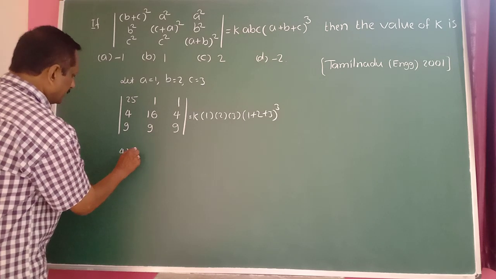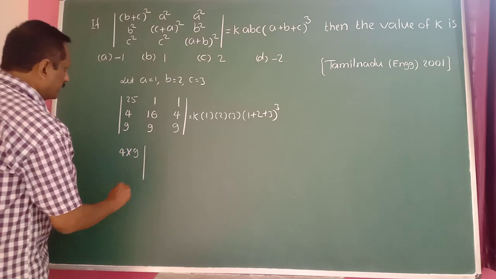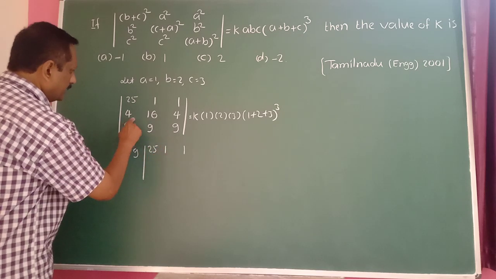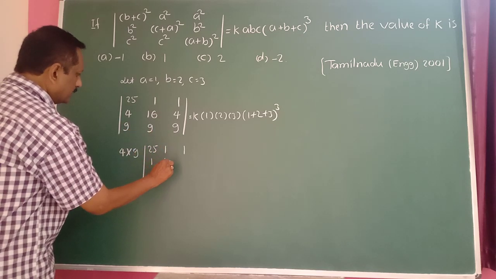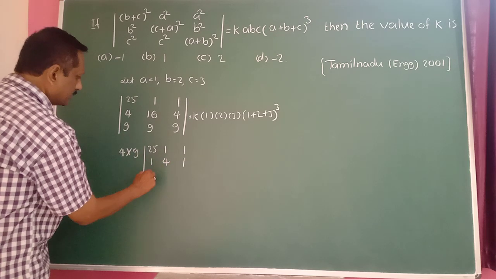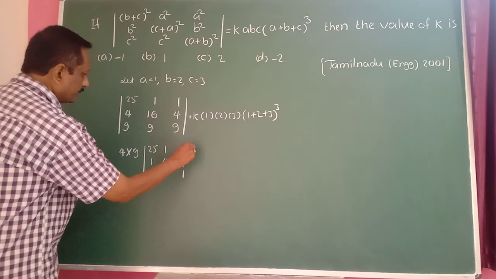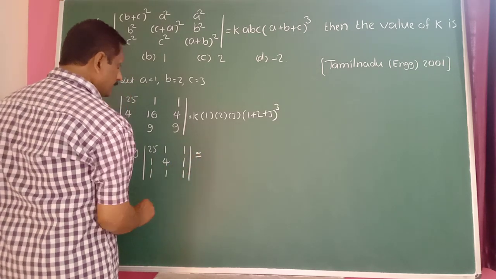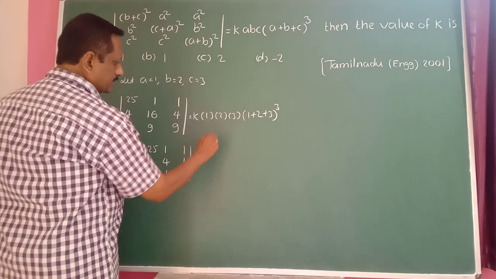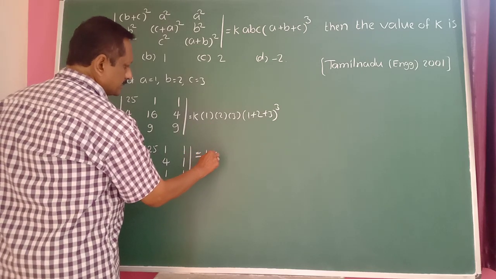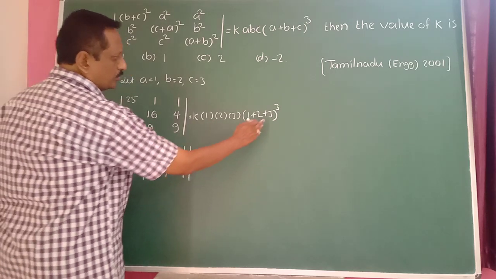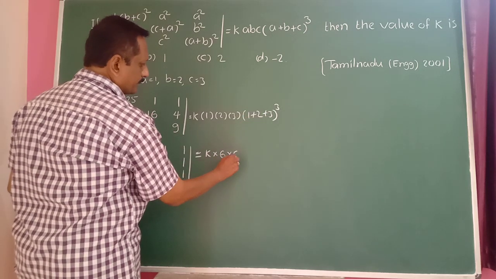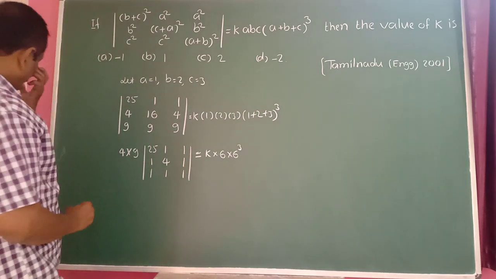4 into 9 into determinant of 25, 1 and 1 here. Then here 4 common factors, so 1, 4 and 1 here. Here 9 is a common factor, 1, 1 and 1. Therefore this is equal to, so 3 2s are 6 here. So k into 6 and 2 plus 3, 5 plus 1, 6, 6 cube here. It is a 6 cube.